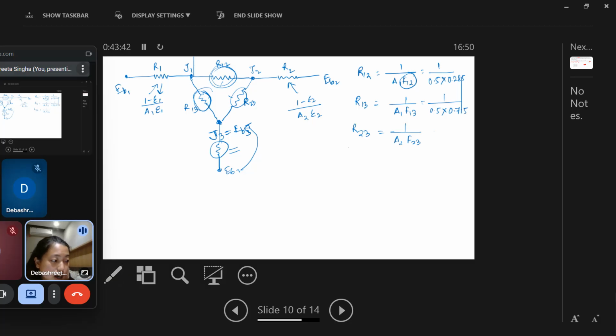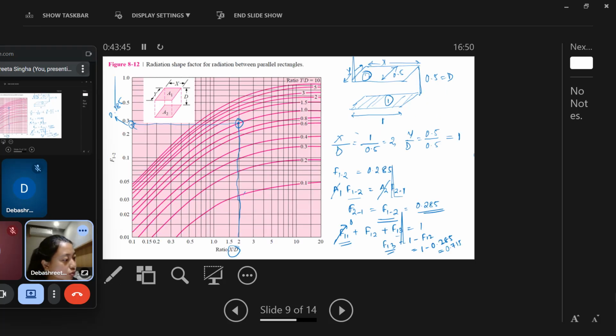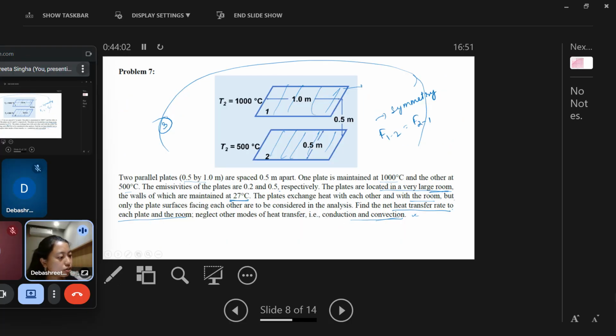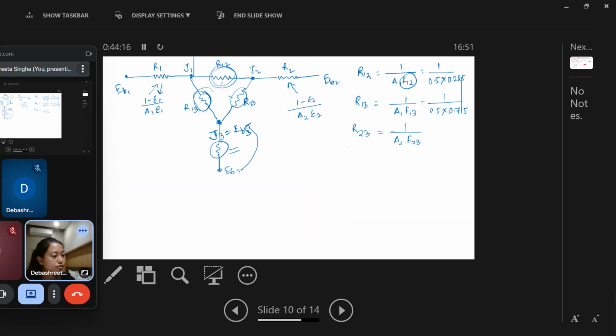Now what is this F23? F23, again by symmetry we can say, since this is the larger surface, this is 3. Both of them are having the same area, 1 and 2. So F13 is also equal to F23. So by symmetry we can write F23. So we can write this as 1 divided by 0.5 into 0.715.